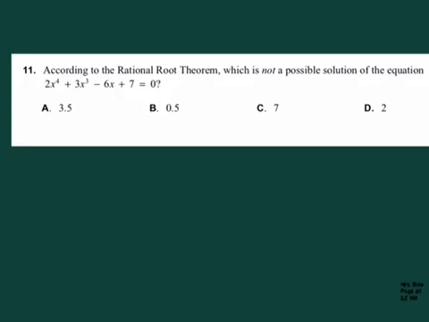According to the rational root theorem, which one is not a possible solution? Well, in this case we're going to do that P divided by Q that the rational root theorem mentions. The P's come from the factors of 7: 1 times 7, -1 times -7. Those are better written as plus or minus 1, plus or minus 7. And then the factors of 2, better written as plus or minus 1, plus or minus 2.